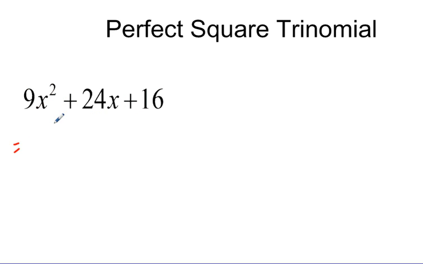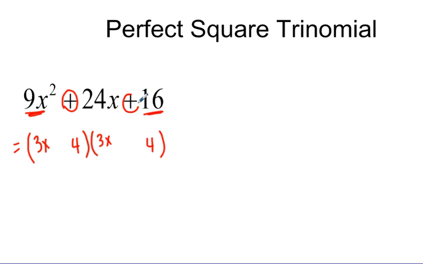We want to write this again as the product of two binomials. I'm going to take the square root of my first term, which is 3x, and the square root of my second term, which is a 4. This problem had 2 plus signs in the trinomial, which means my answer will have 2 plus signs in between.